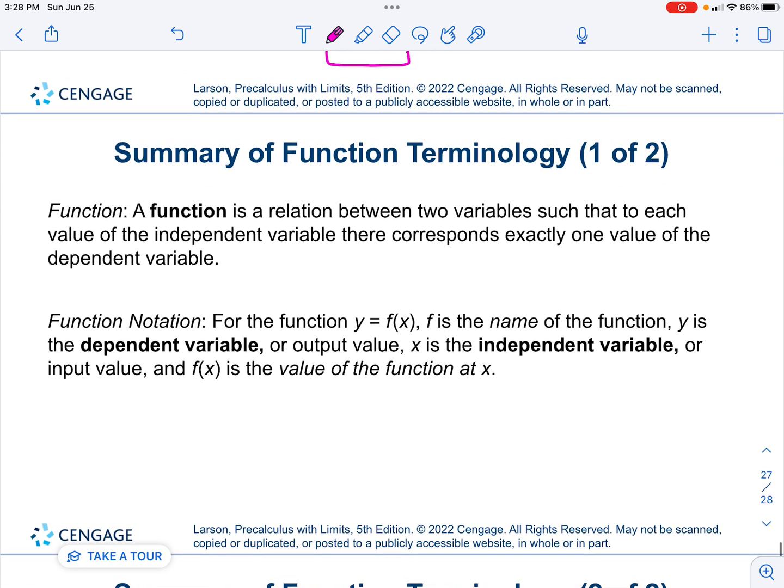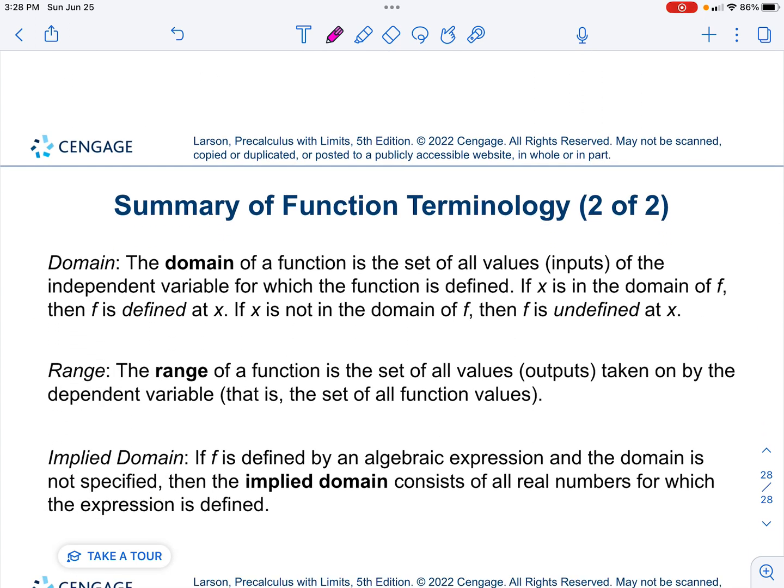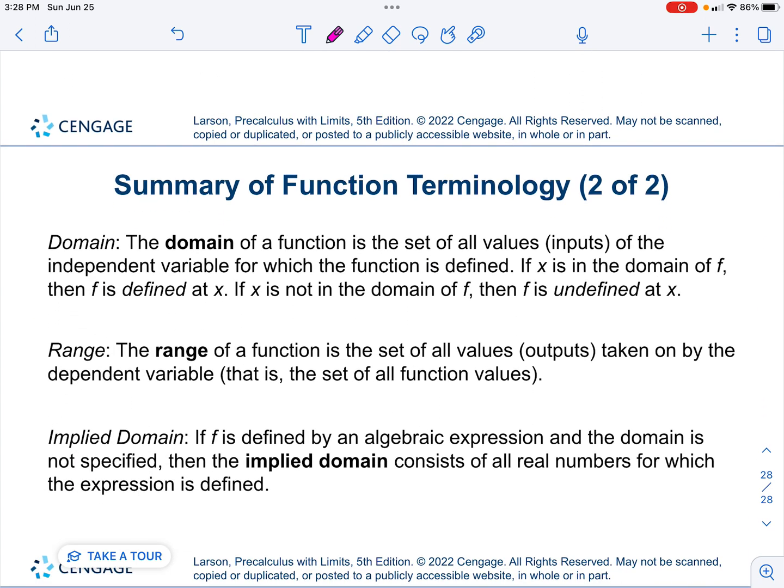Here's a summary of our function terminology. We've gone through all of these throughout the lesson, and that's it.